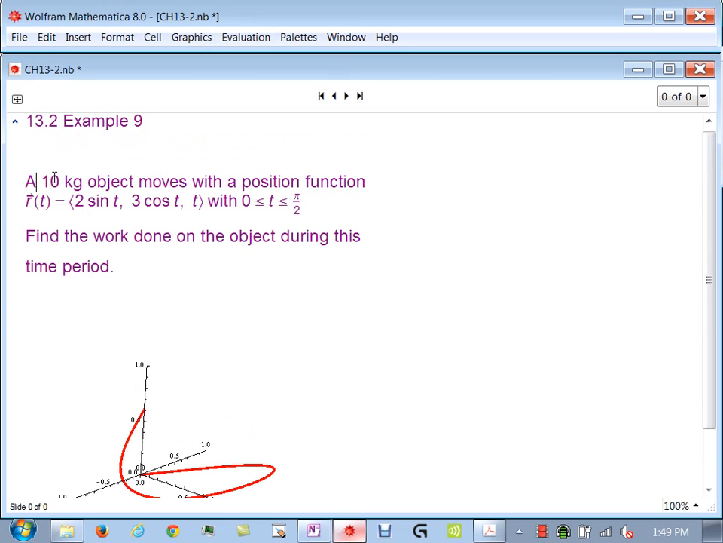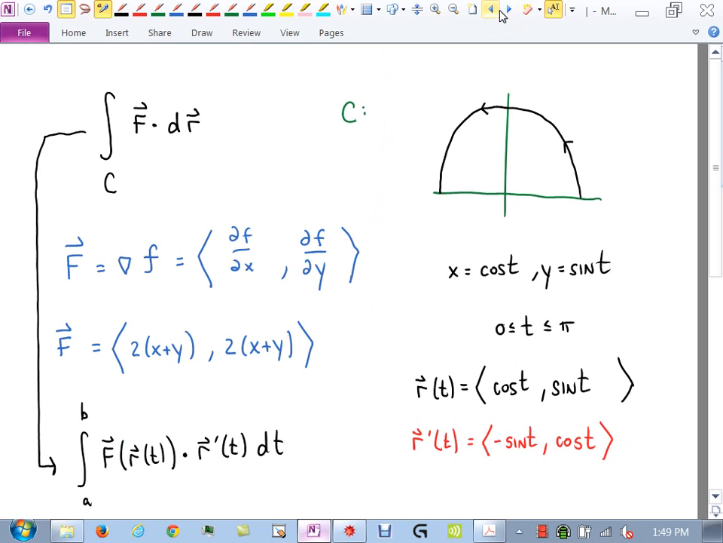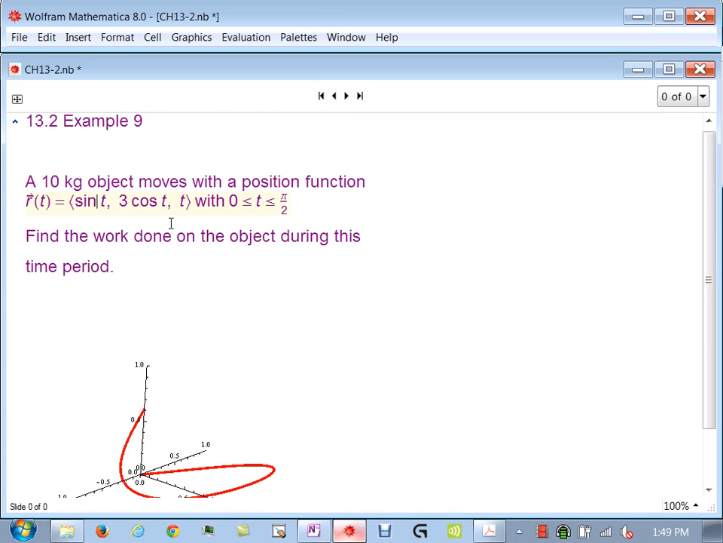A 10 kilogram object moves with a position function r of t equals 2 sine t, 3 cosine t, t. Oh, wait, I forgot to change that. It's supposed to be sine 4t, sine 8t, t squared.